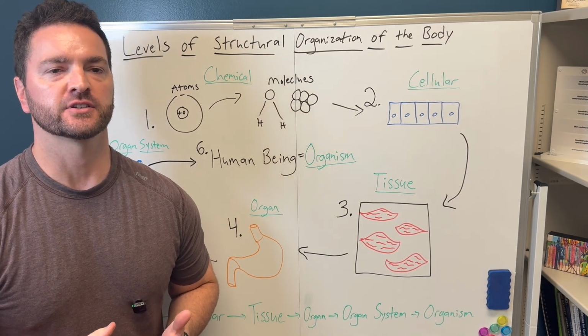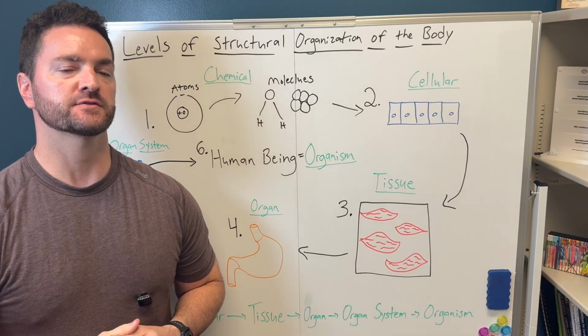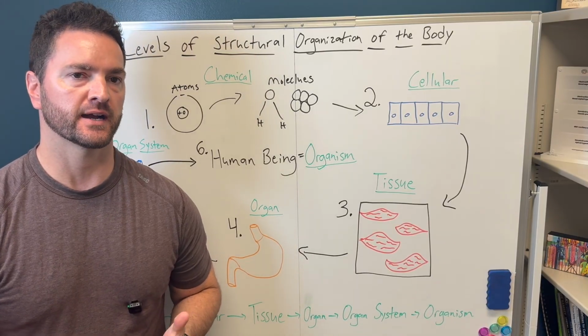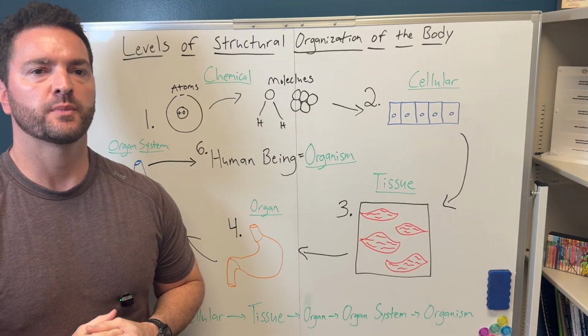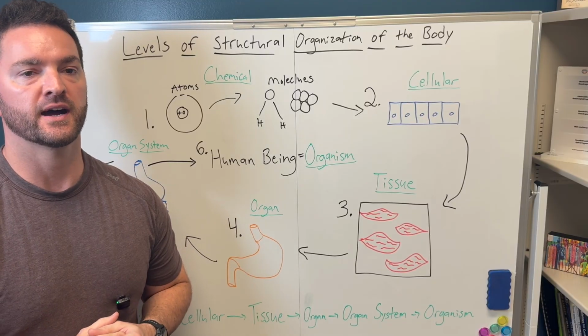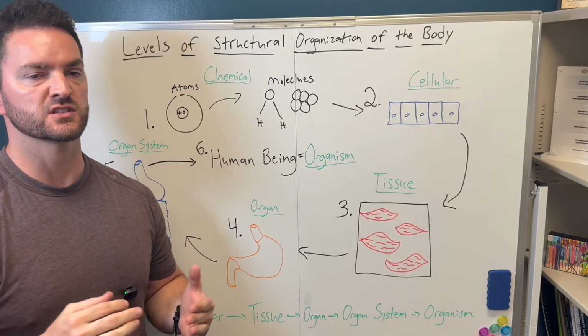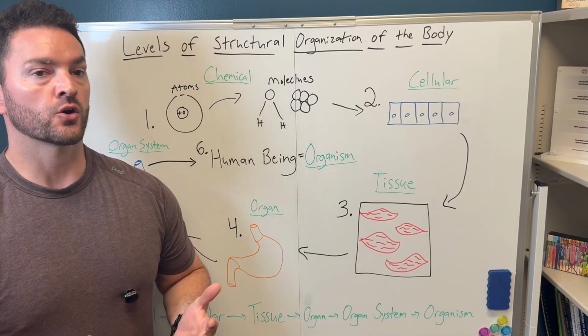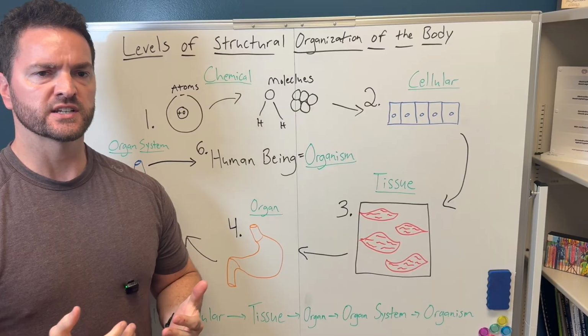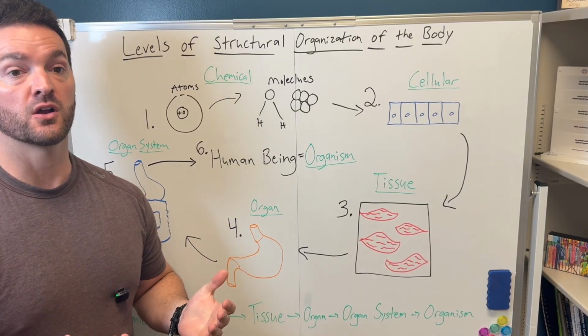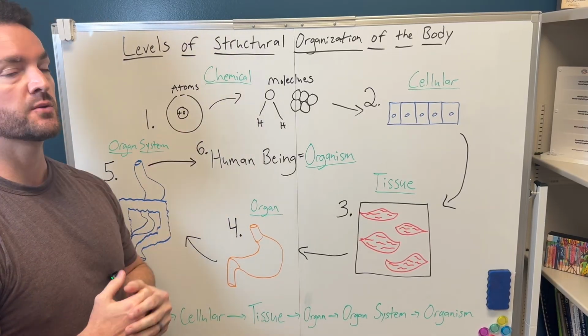Dr. Robinson here. So today we're going to talk about the basic levels of structural organization of the body. When we think of the basic structural units of the body, let's start from the smallest unit and go all the way to the largest. The smallest is going to be an atom, the largest is going to be the human body. So let's start from the very top, or the smallest unit. The smallest unit is going to be an atom.